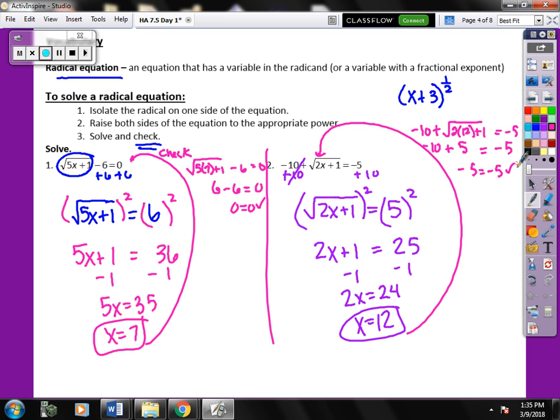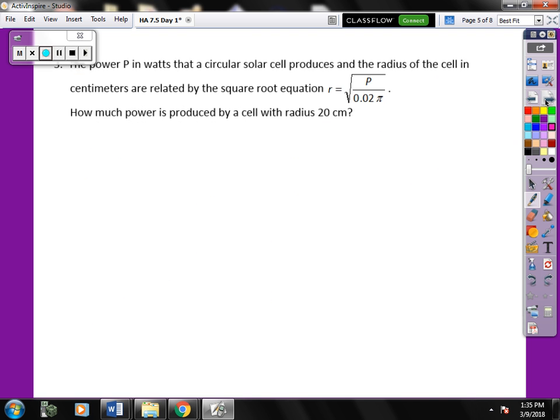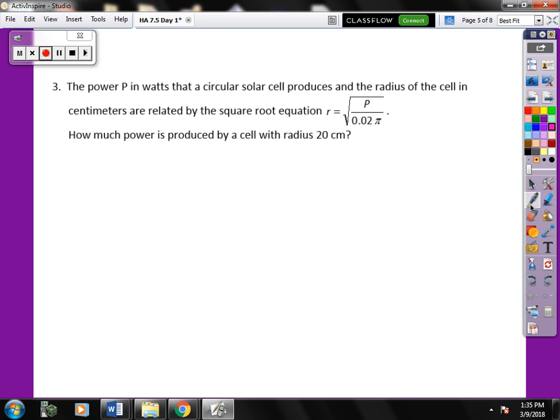Okay, we have a word problem, everyone's favorite, especially the volume one on our last test. So this one is talking about the power P in watts that a circular solar cell produces with the radius of the cell in centimeters are related by the square root equation. R equals the square root of P divided by 0.02 pi. How much power is produced by a cell with a radius of 20? Well, R is the radius, so we need to plug 20 in for R. So this isn't really a word problem. It's a problem that has words, but realistically we didn't have to do much except plug a number in, and then it becomes just a solving.